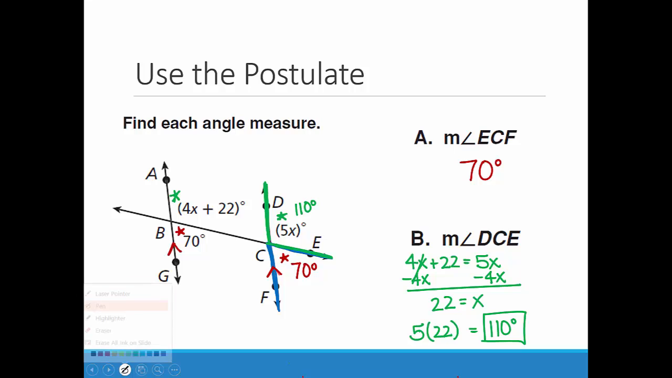Now hopefully your brain was working and you thought to yourself, well, geez, this is a line right here. So if this one's 70, this one has to make up the rest of the 180 degrees. So 180 minus 70 will also give us 110. There are tons of different ways to do these problems if you remember all of the different postulates that we know.